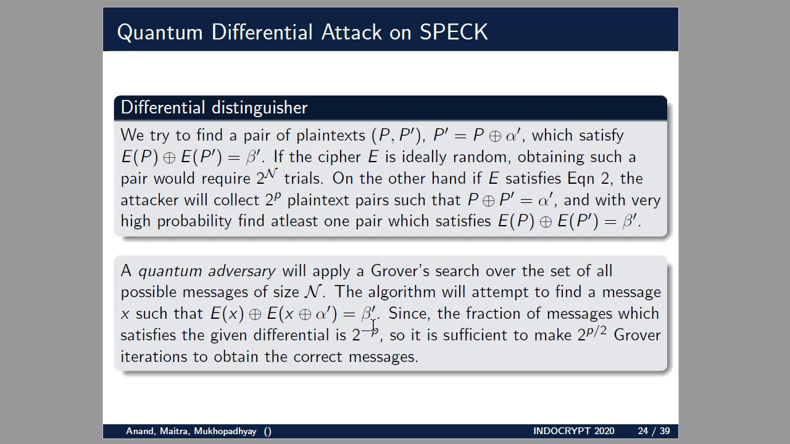But on the other hand, if E satisfies equation 2, the attacker will collect any 2 to the power p plaintext pairs such that P XOR P dash gives alpha dash, and with a very high probability we will find at least one pair of P and P dash which satisfies this. Whereas a quantum adversary will apply a Grover's search over the set of all possible messages of size n, and this algorithm will attempt to find a message x such that E satisfies this. Since the fraction of messages which satisfies the given trail is 2 to the power minus p, it is sufficient to make 2 to the power p by 2 Grover's iterations to obtain the correct messages.